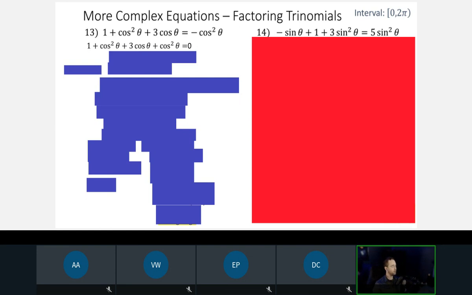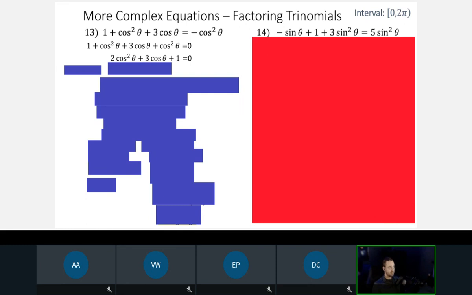So combine like terms: we're going to add cosine squared to both sides to get this. Combine like terms, and I'm going to reorder. Cosine squared plus cosine squared is 2 cosine squared, and then plus 3 cosine theta and then plus 1. Again, start from the top: I added cosine squared theta to both sides, combined like terms in the second step to go to the third step, and then reordered, having my squared term first, then my non-squared trig term, and then my integer at the very end.